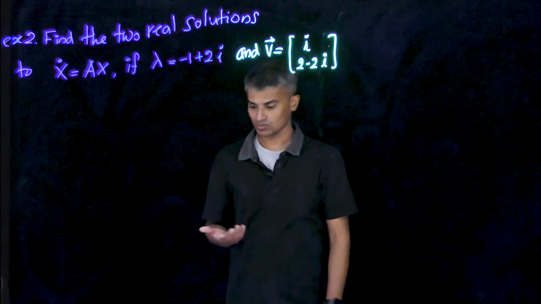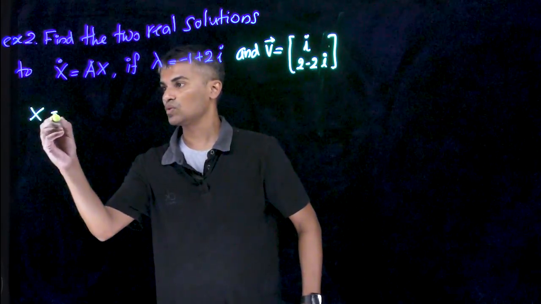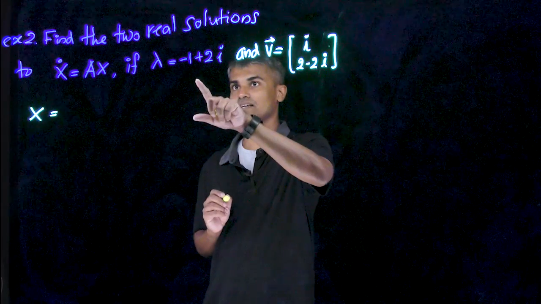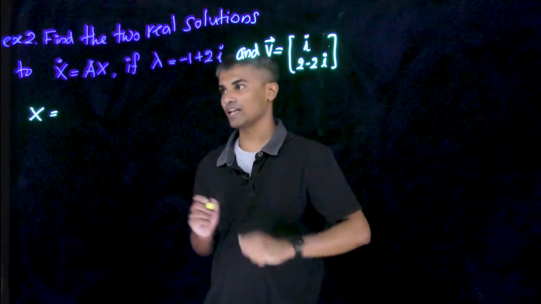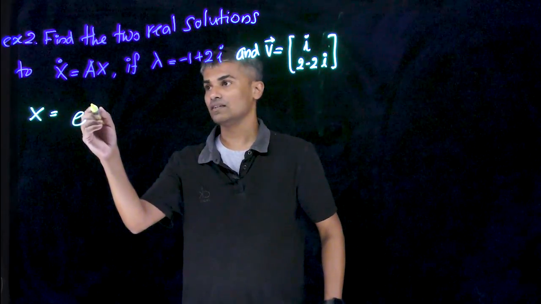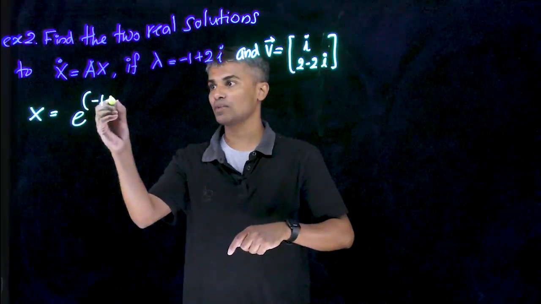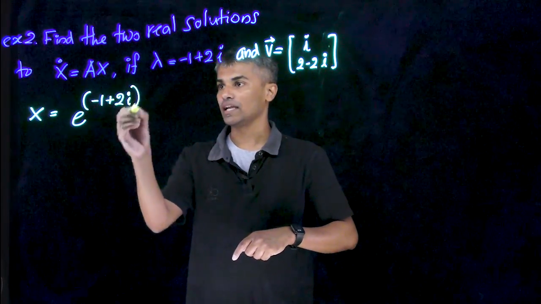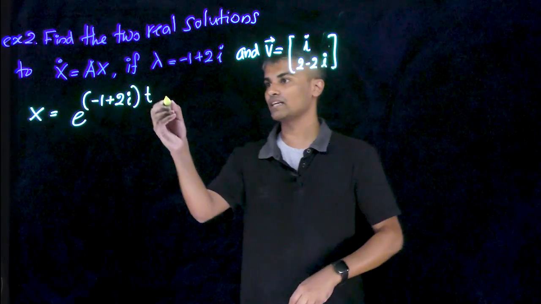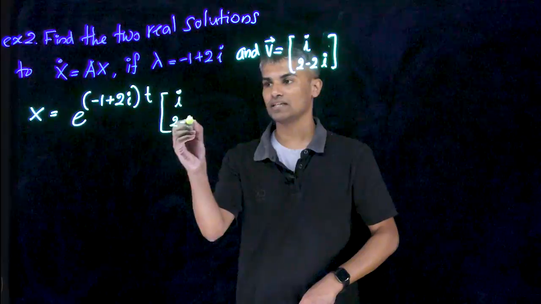Okay, so what is the first step? The first step is to get the complex solution that corresponds to this eigenvalue, and it equals e to the lambda t, and this time lambda equals -1 plus 2i, times t, and then the corresponding eigenvector is i and 2 minus 2i.